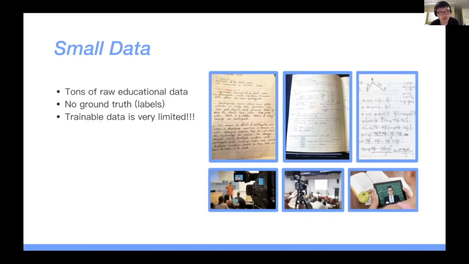Okay, so the first part is small data issues. Usually we talk about big data, and in the education domain we are actually in a big data scenario, with tons of raw educational data every day. For example, all the homework written by students, all the classroom recordings, both online and offline, are a huge amount of educational data. However, when we try to build AI applications, when we do the training, we need labels. But in the huge amount of raw educational data, we don't have labels. There are very limited ground truths, and that's the small data issue.